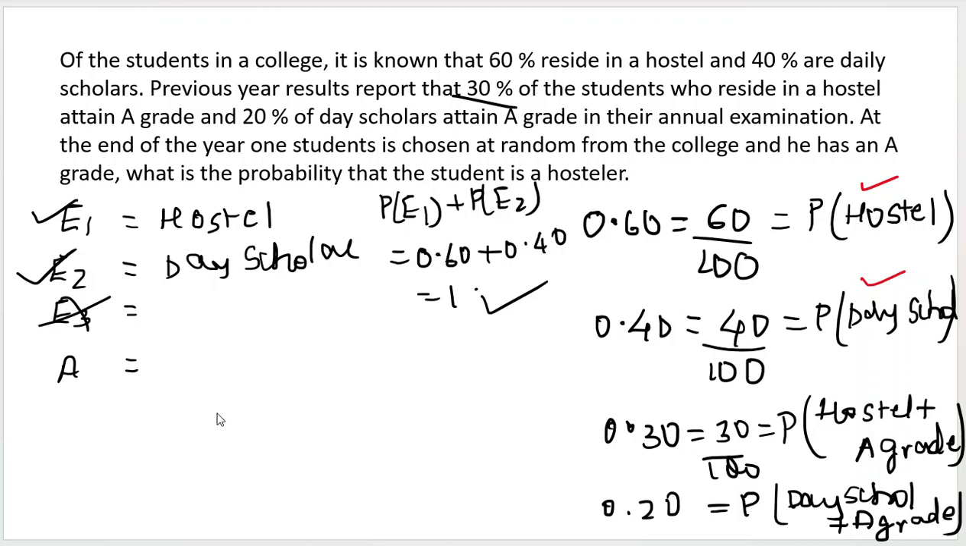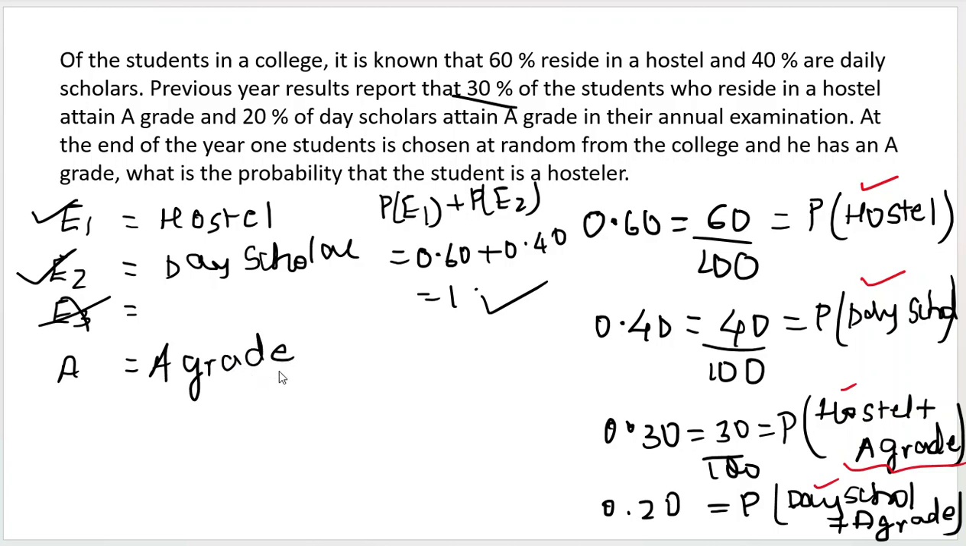Now, what we are left with is to just choose the event E. Now this is pretty simple. Among all these, the event which is left over is nothing but the event A. If you observe, hostel is used, day scholar is used, and what is only left is this A grade. So therefore the event A is nothing but A grade.